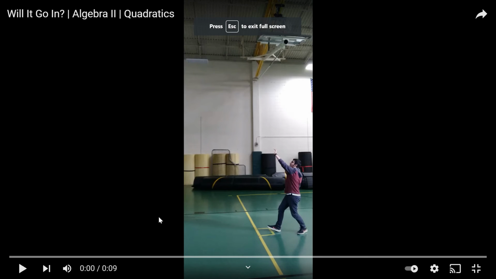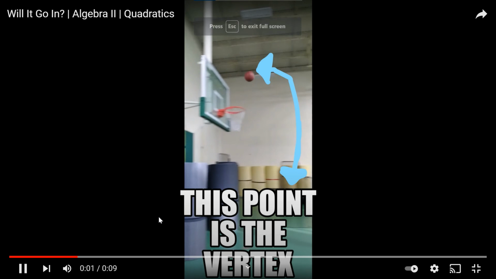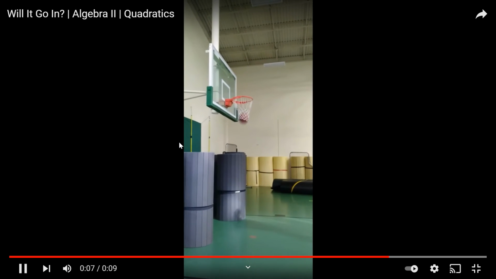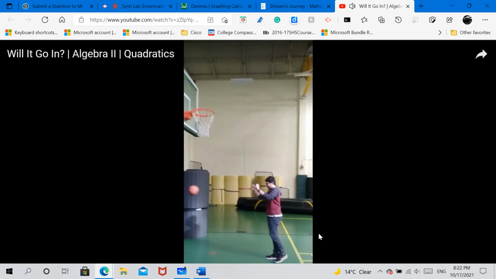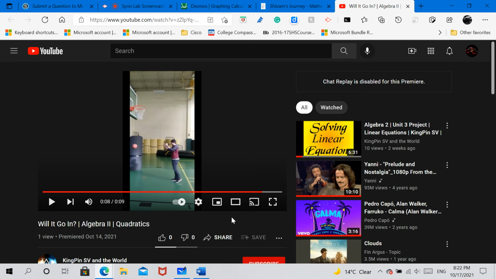Let's do it like this. See, the highest point is the vertex here, and then boom, it goes in. Now the thing is that I got this shot after 15 tries. I am not that good at basketball, but that's all right. One of the Synlab students helped me with this, so thank you. I forgot the name, but thank you to that person.